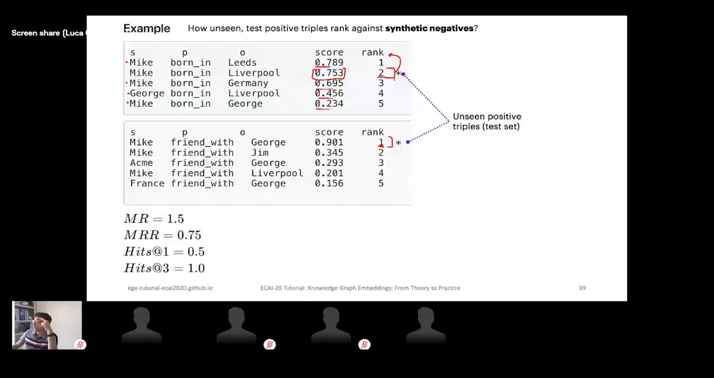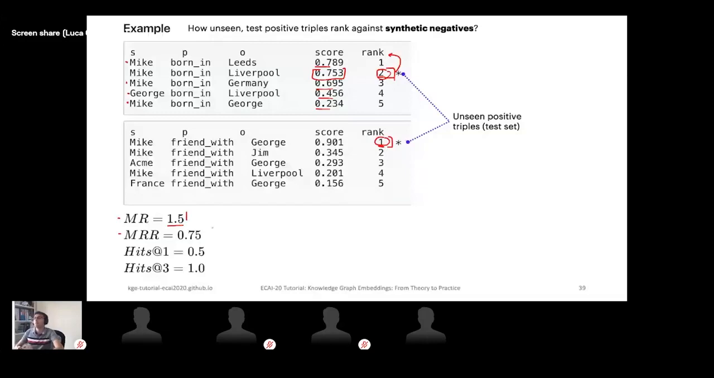Now, we repeat this ranking for each triple in the test set, and then we compute mean rank, mean reciprocal rank, and so on. Mean rank is 1.5 because the ranks were 2 plus 1, and then we divide by the number of triples, which is 2, so we get 1.5, and then we proceed with the other metrics as well.